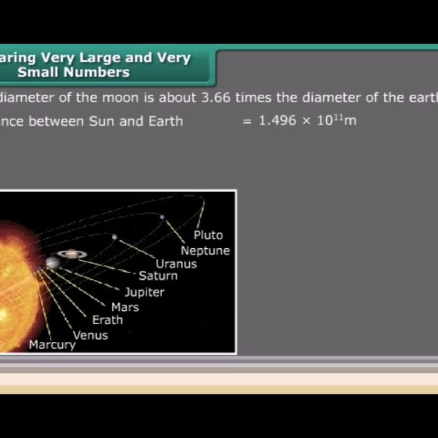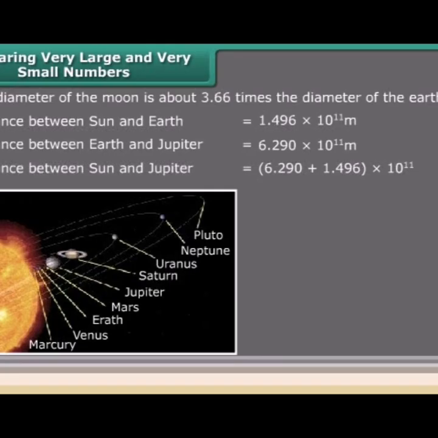Distance between Sun and Earth, 1.496 into 10^11 m. Distance between Earth and Jupiter is equal to 6.290 into 10^11 m. Distance between Sun and Jupiter is equal to 6.290 plus 1.496 into 10^11, which equals 7.786 into 10^11 m.